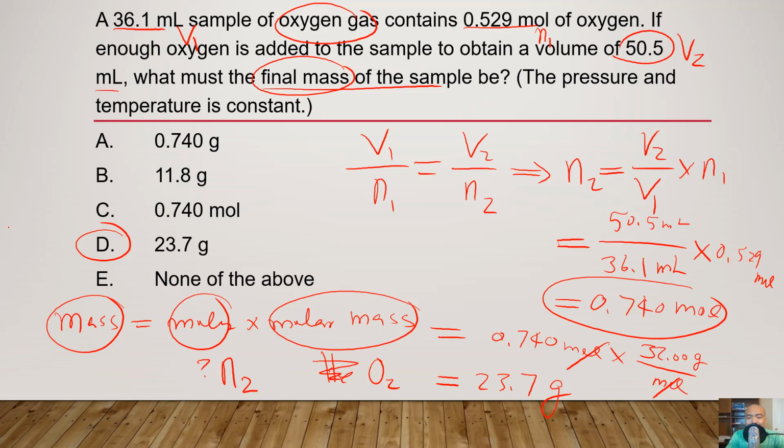Let's summarize everything we have learned so far. We have learned Boyle's Law, Charles's Law, the combined gas law, and Avogadro's Law.